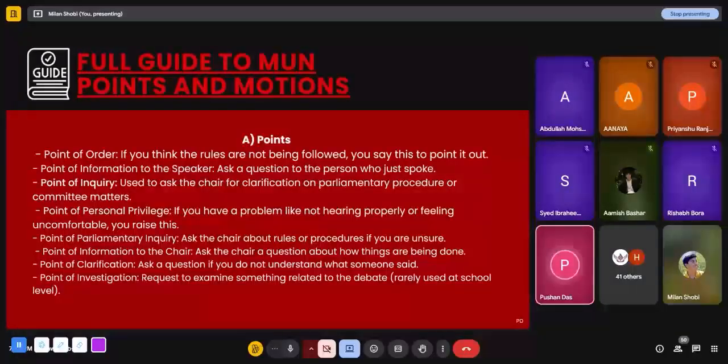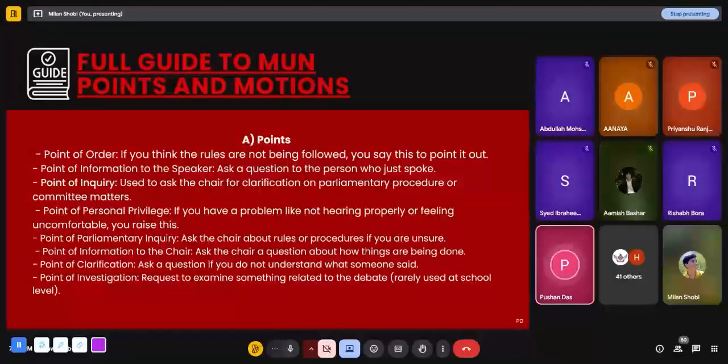Point of personal privilege. A delegate may raise a point of personal privilege whenever they experience any inconvenience. You may use a point of personal privilege if you need to use the restroom, for example, or are unable to hear the speaker, or experience any kind of discomfort that could hamper the proceedings in a committee.